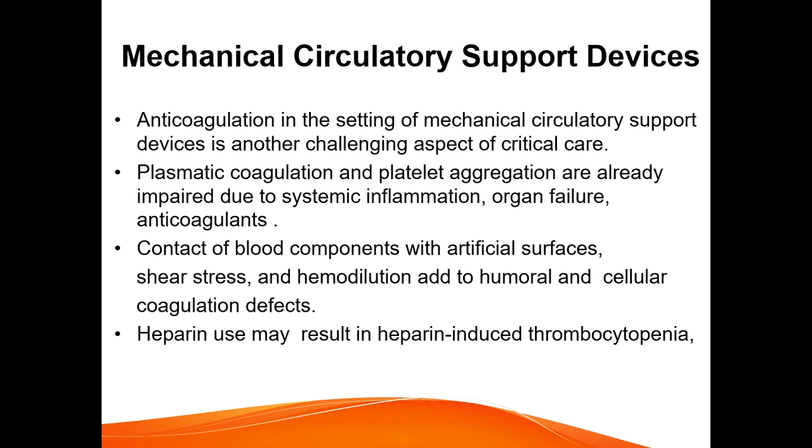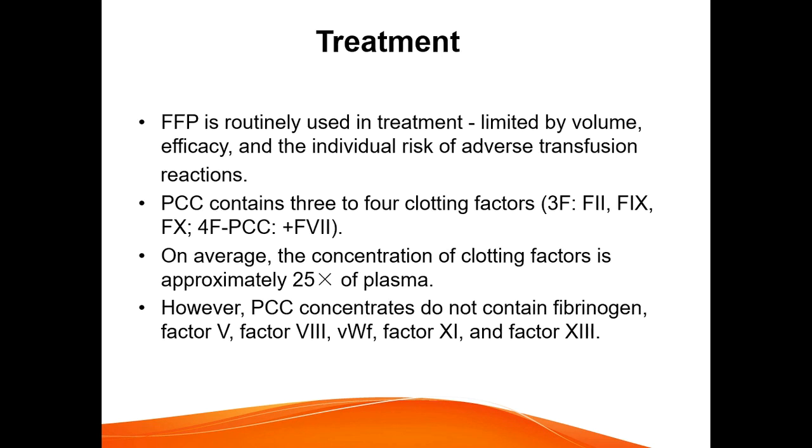I told you many of these, especially in ECMO, this COVID era, we did so many ECMO, and these patients again had a risk of coagulation disorders. So if a patient is bleeding, only then you should give FFPs, and you can also give PCC, prothrombin complex concentrate, which comes as PCC3 and PCC4. 3 has got factor 2, 9 and 10, and 4 also has factor 7. On average, the concentration of coagulation factor is 25 times.